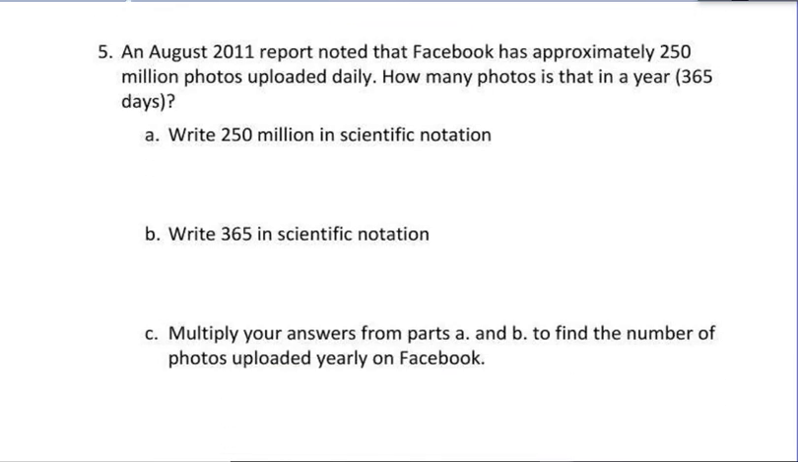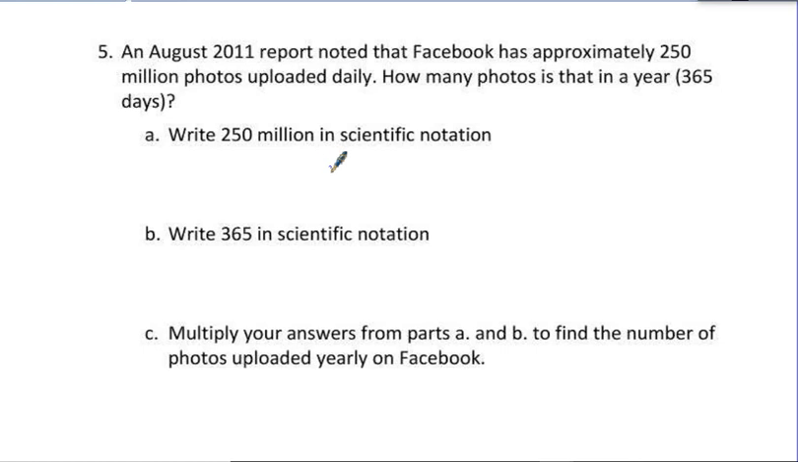Example 5. An August 2011 report noted that Facebook has approximately 250 million photos uploaded daily. So how many photos would that be in a year? So each day, 250 million photos. And now that is done for 365 days. This is going to be a very large number. To be able to do this problem, the math is set up for you. I've scaffolded it in letter C.